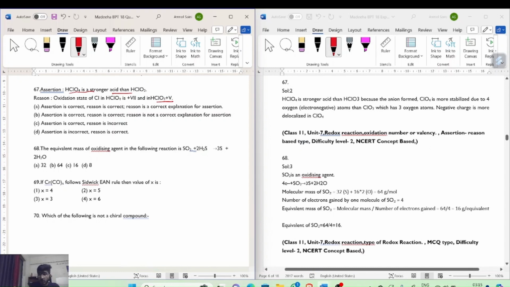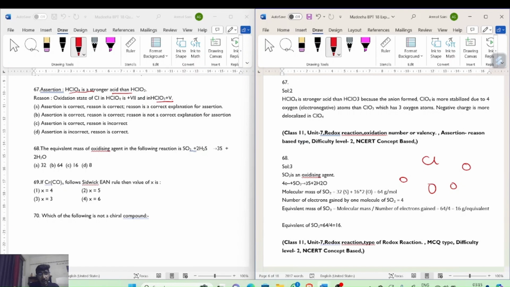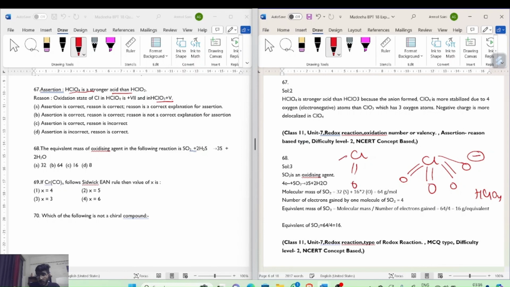So the structure of HClO4: here we have Cl, 1 oxygen, 2 oxygen, 3 oxygen, and 4 oxygen, and one H is there. We can connect three of them by double bonds, and one negative charge due to the H. Because we have removed H from here, we get the negative charge on the oxygen atom, so it will be attached by a single bond. This is the structure for HClO4, and the structure for HClO3 will be double bond here, double bond this side, single bond here, and a negative charge due to the presence of H.